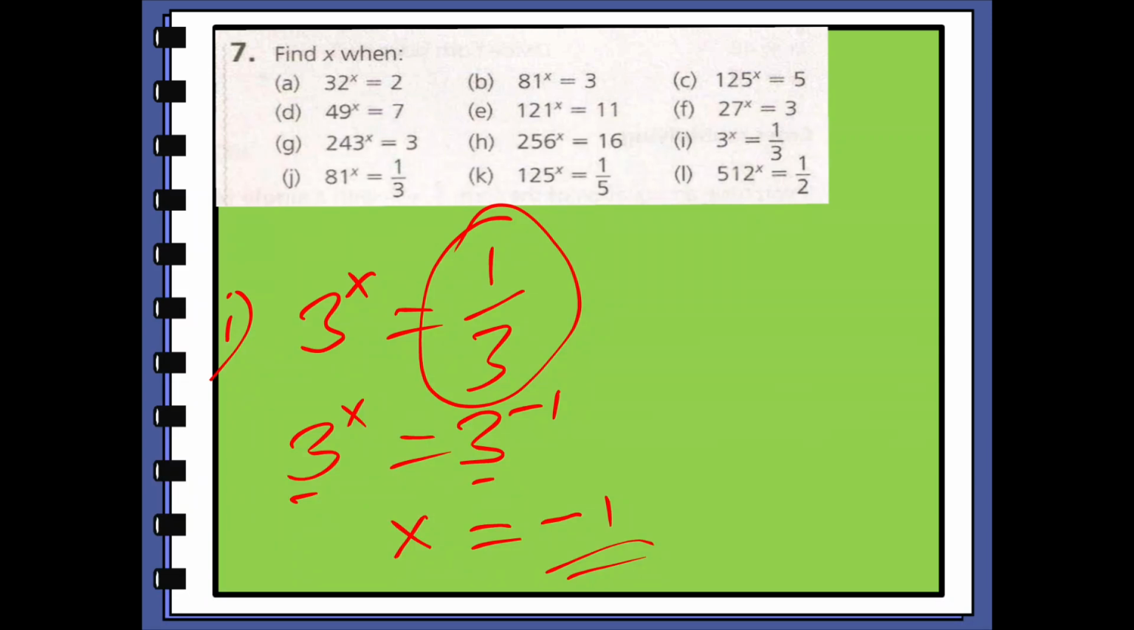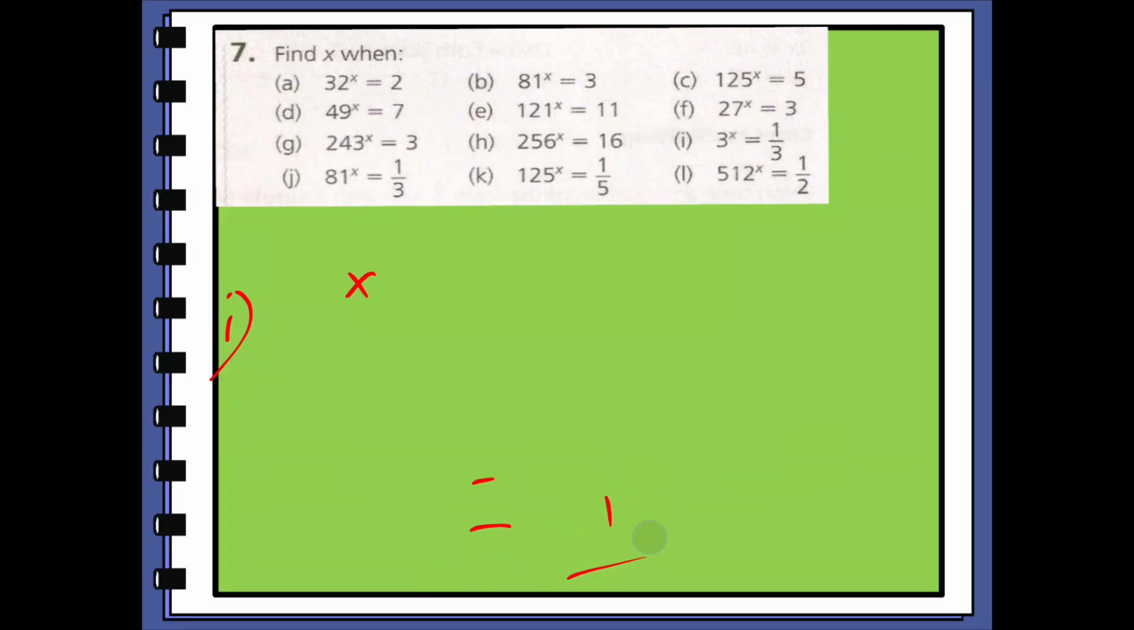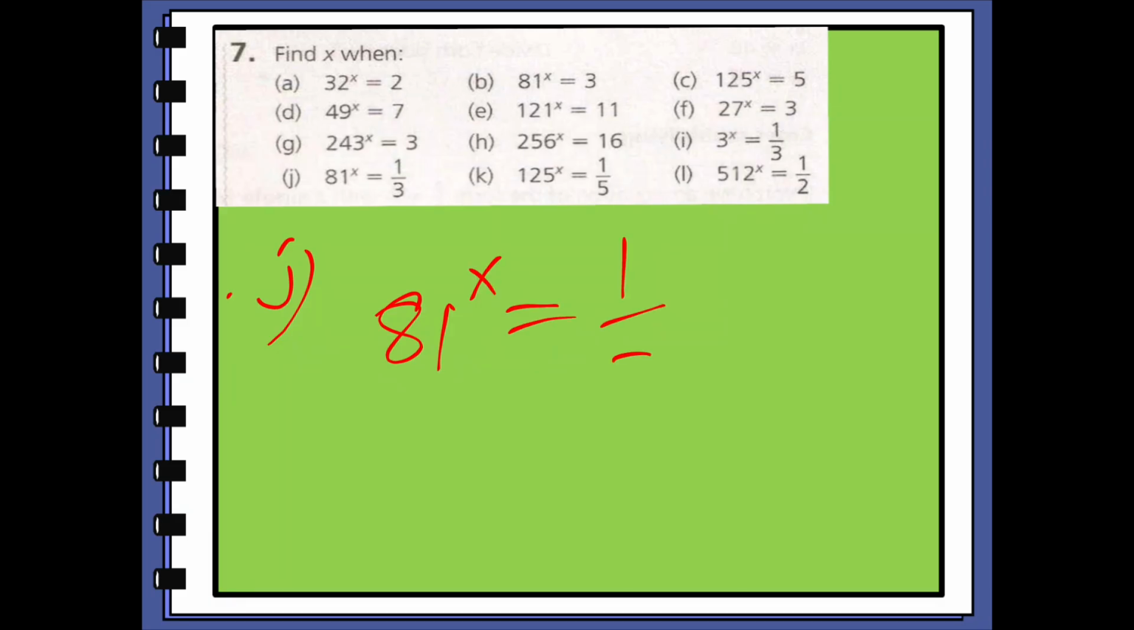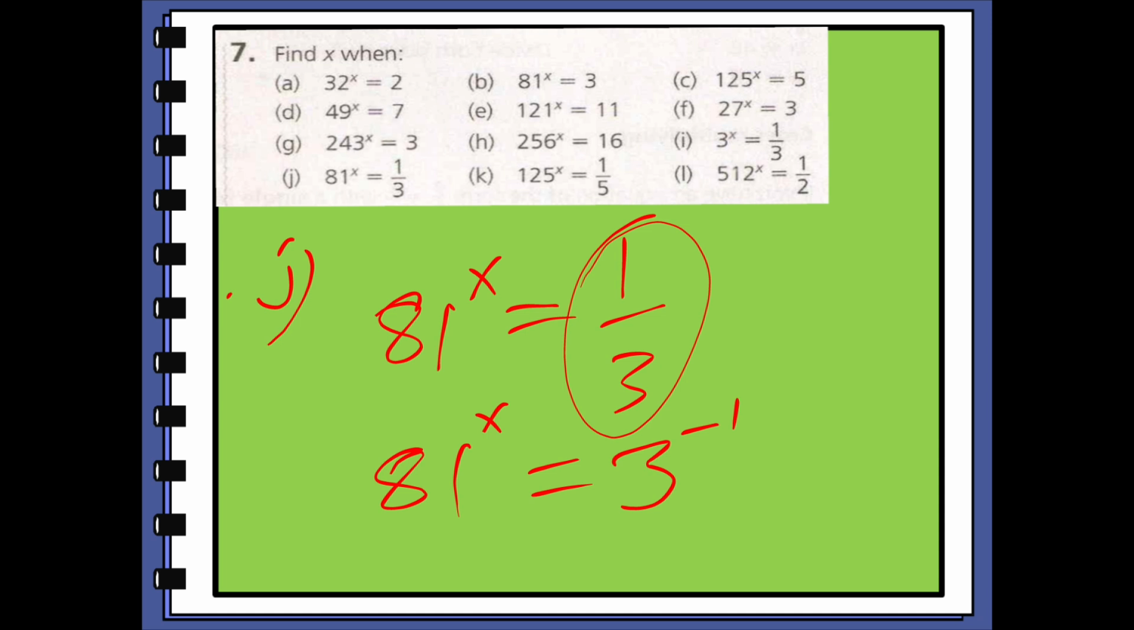So we'll also try J to familiarize with the concept. For our J, it says 81 power x equals 1 over 3. So let's write a fraction there with a power. 1 over 3 means 3 power -1. This is according to the rule of indices: a power -1 means 1 over a.